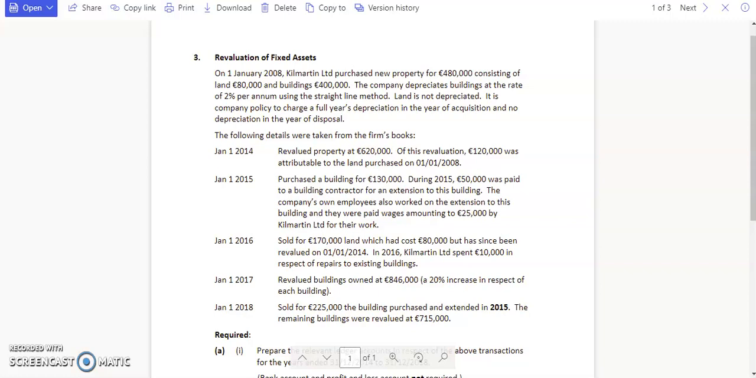Okay, so let's have a look at the 2019 revaluation question for Kilmartin. So this is the question here. I'll let you have a read of it yourselves, and you can pause it and have a read of it. And then we'll tackle the question.